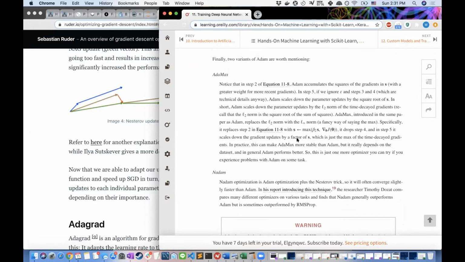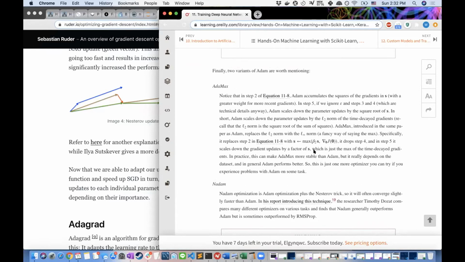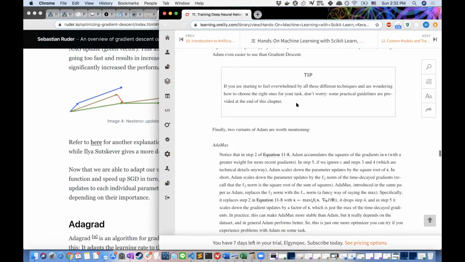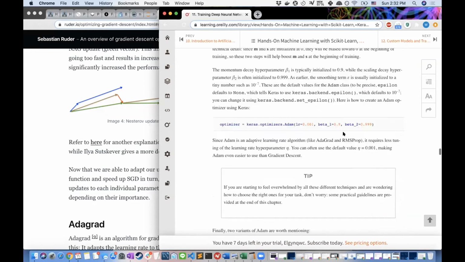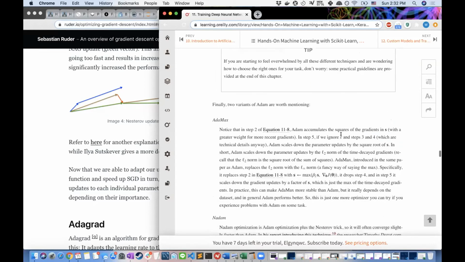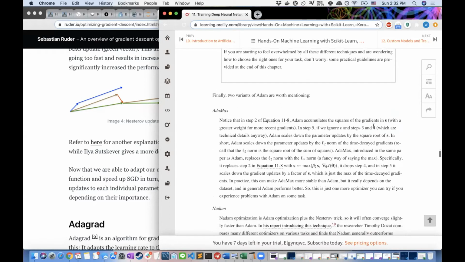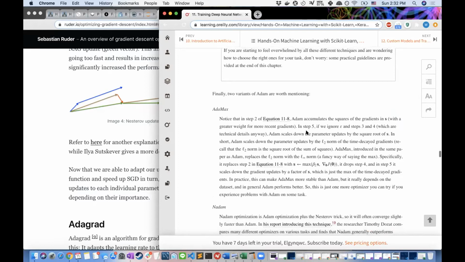AdaMax, I mean, he didn't explain this in great detail, so I'm just going to read through it. And I'm sure one would probably need to read a paper to understand more about this. Okay, so notice that in step 2 of equation 11-8, which is right here, Adam accumulates the squares of the gradients in s with greater weights for more recent gradients.